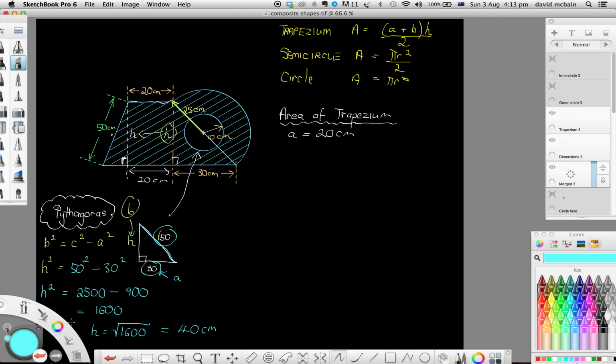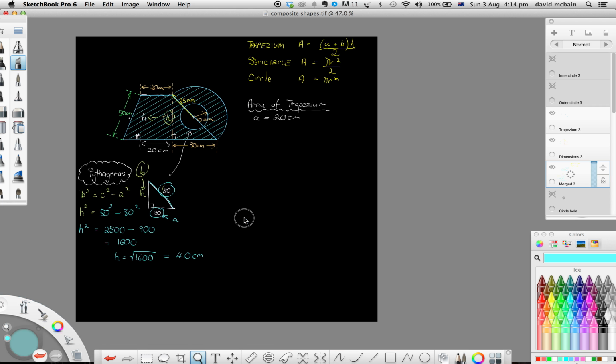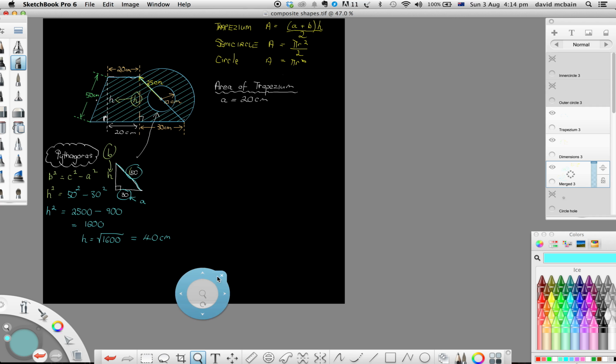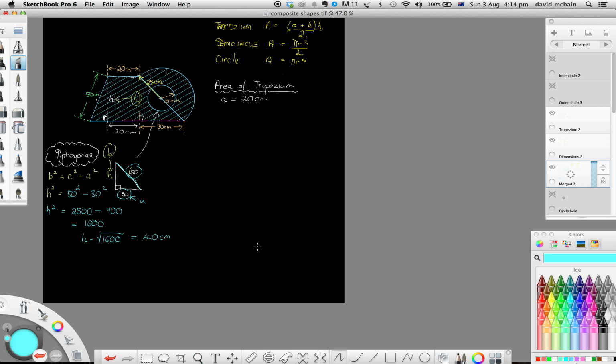So we'll just zoom out a bit. Okay. So now we've got everything we need to work out the area of our trapezium. Actually, not quite, no, we need to now work out this side here. That's our second Pythagoras calculation. We're going to use this triangle now to work out this missing length, because we now know that this is 40.